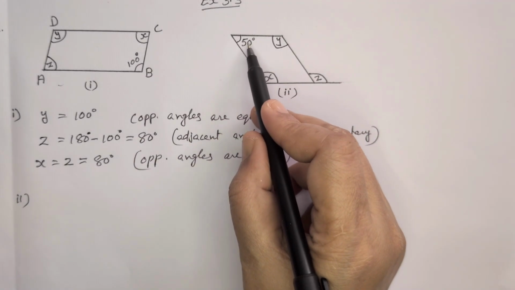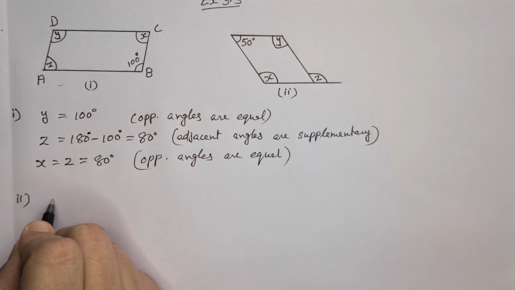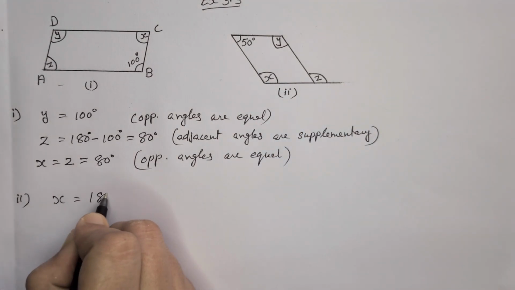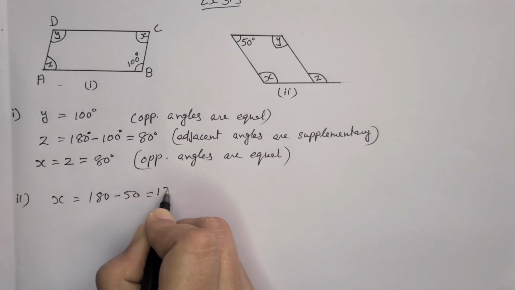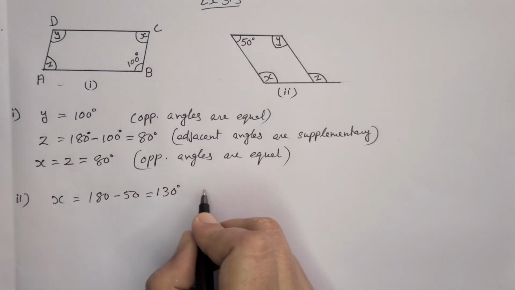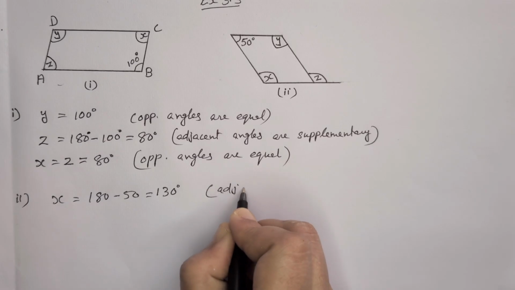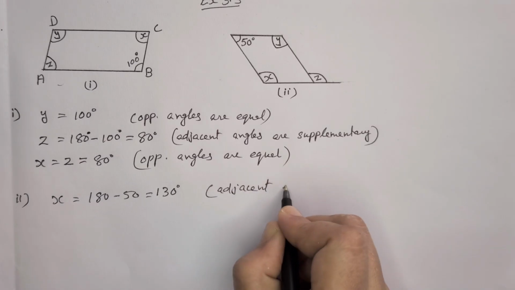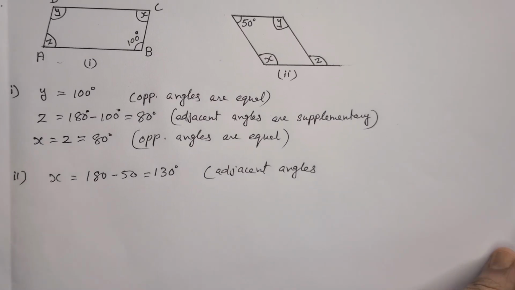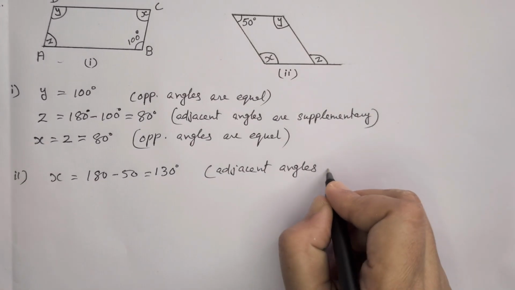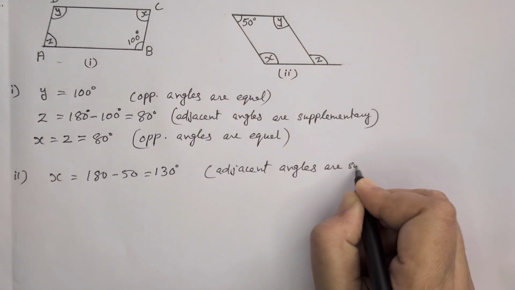Here this angle is 50 degree. We can write X. X is equal to 180 minus 50 is equal to 130 degree. Reason is adjacent angles. Adjacent angles in a parallelogram are supplementary.